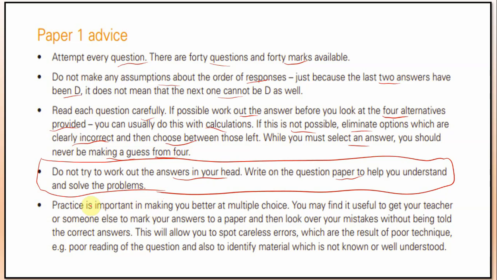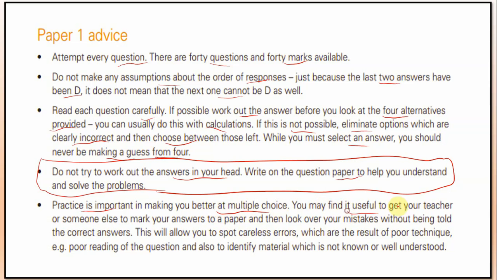Practice is very important, as I have told you that in the paper 1 MCQs mostly questions are repeated, and through practice you will be able to claim the answer. For example, you will know the answer for a particular question. You have to claim all the questions, and that will only be possible when there is practice for paper 1. Practice is important in making you better at multiple choice questions.